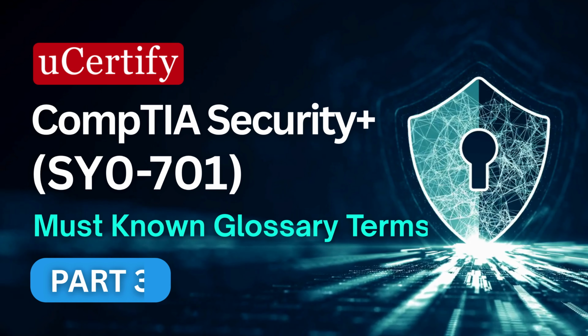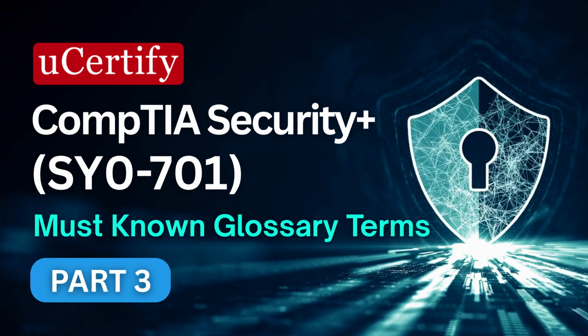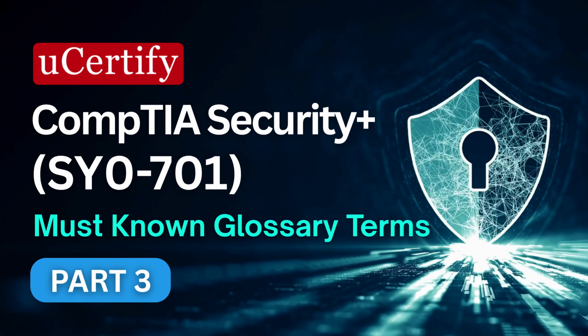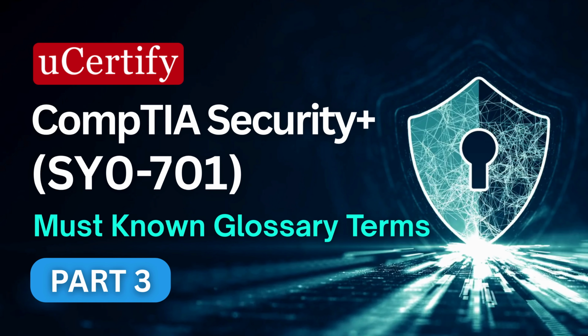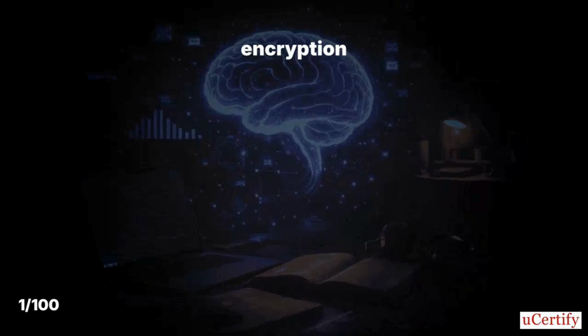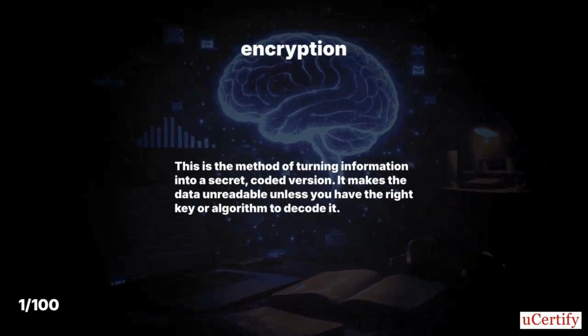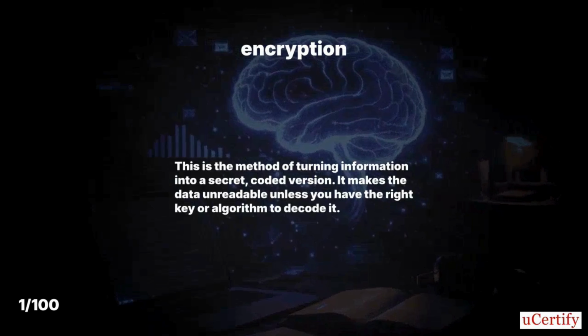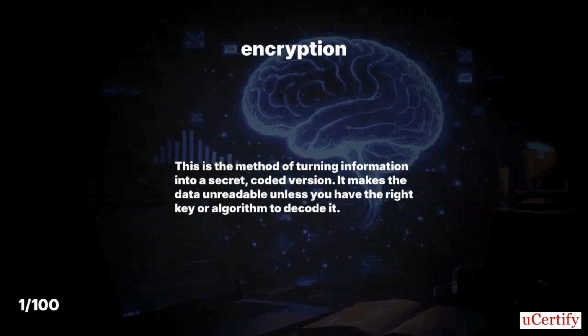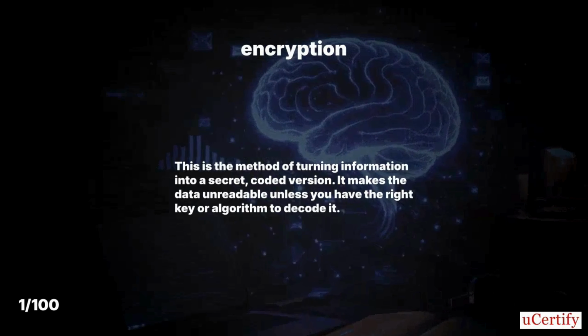Learn all must-know glossary terms for CompTIA Security+ SY0-701. Part 3. This is encryption. This is the method of turning information into a secret, coded version. It makes the data unreadable unless you have the right key or algorithm to decode it.